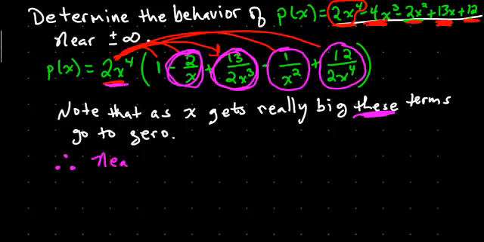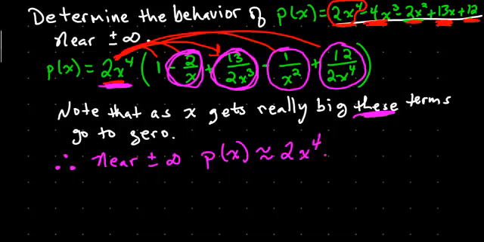Near plus or minus infinity, p of x is approximately equal to the only thing that's left here, 2x to the fourth, because everything else goes to 0, and so 2x to the fourth times 1 leaves me with just 2x to the fourth. In calculus, you're going to write this as the limit as x goes to plus or minus infinity of p of x equals 2x to the fourth.